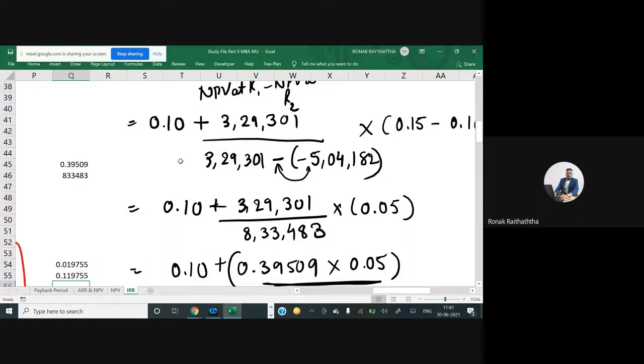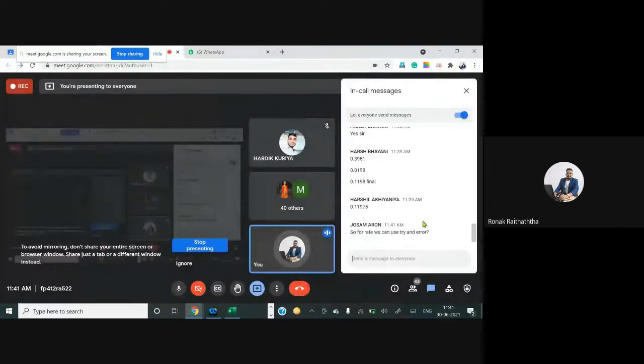It's already 11:41 right now. So let me complete this. Yes, Mr. Johnson. So for this rate, we use trial and error. Absolutely correct. Now in trial and error, one condition is to be satisfied, that at one rate, you should have positive NPV. At another rate, you should have negative NPV. If you get this, then this formula will be straight away applicable. Is it clear, Mr. Johnson?